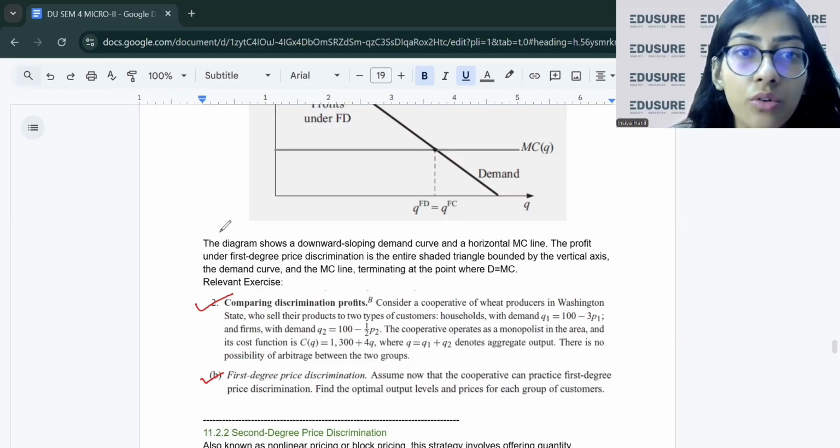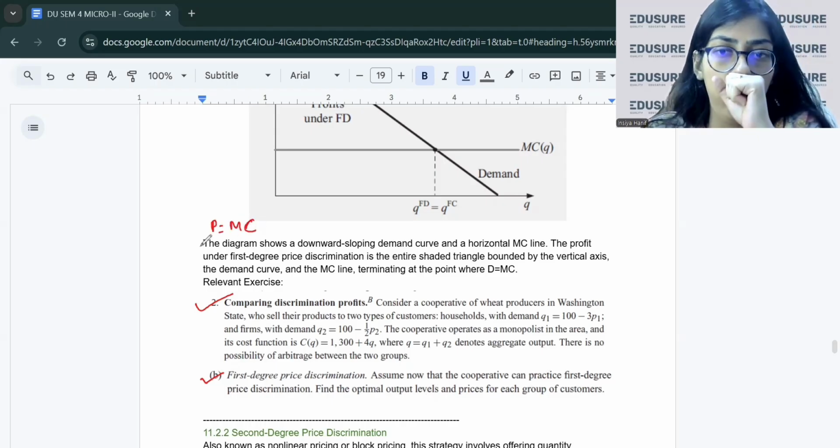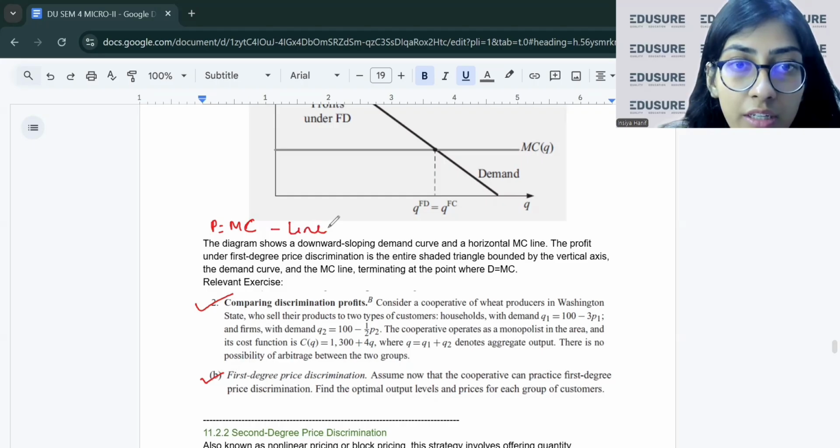Okay. So for a first degree price discrimination, what do we look at? P is equal to MC, right? For a linear, this is for a linear demand curve. Okay, so here we can see that this is going to be a linear demand curve. So this is suppose for households.